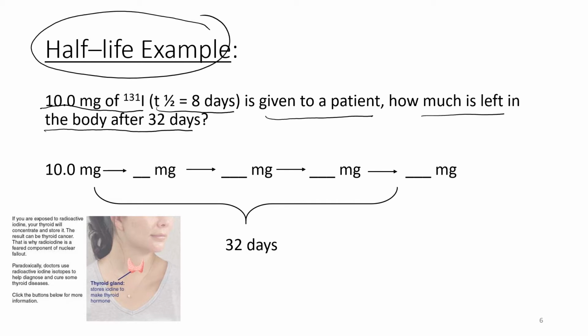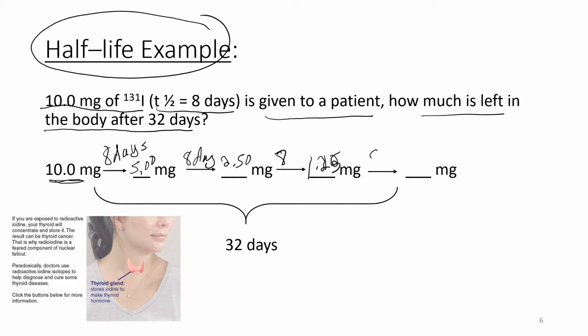We know we have 10 milligrams is the amount of iodine-131 they were given. In 8 days, that's the half-life, we're going to have half that quantity. So 10 milligrams, we're now going to have 5 milligrams. Another 8 days goes by, we have half of 5, so we have 2.50 milligrams. Another 8 days go by, we have half of that, so we have 1.25 milligrams.